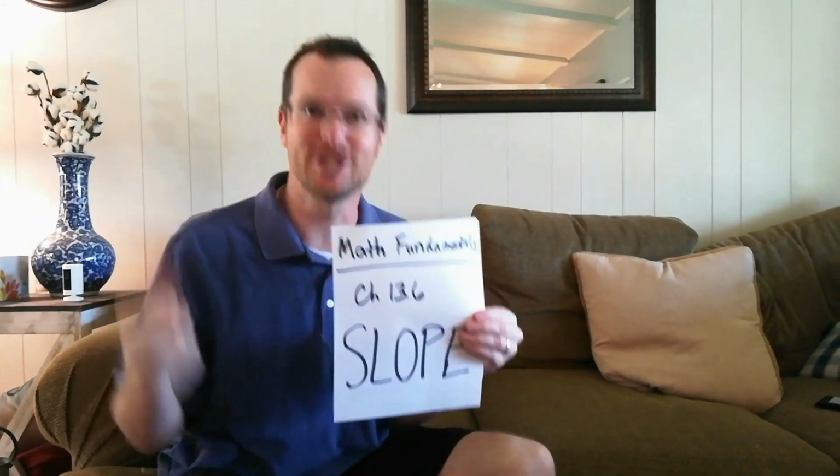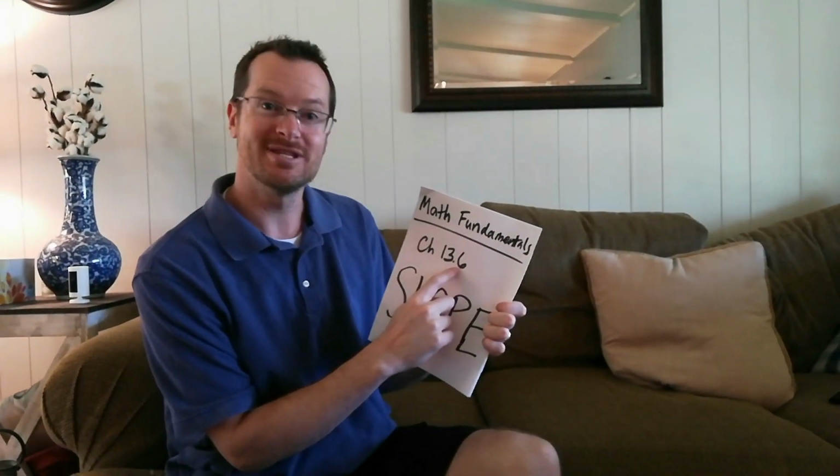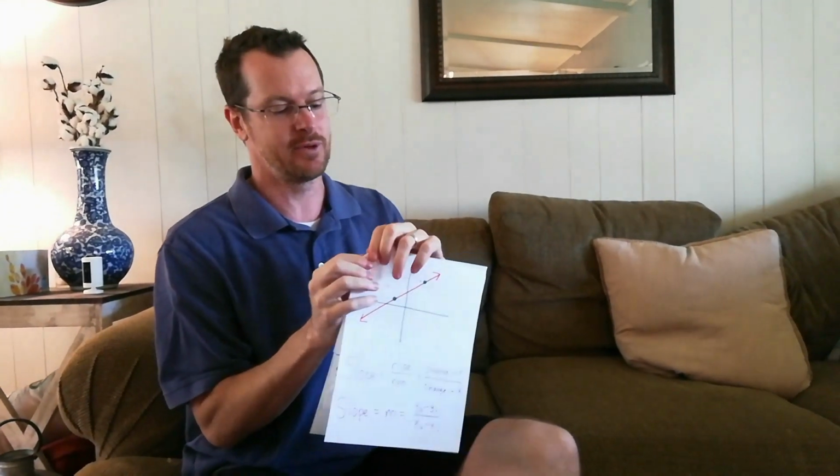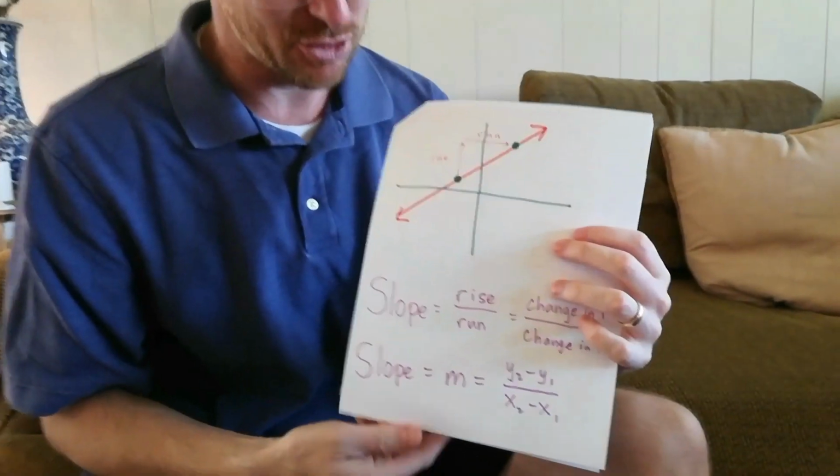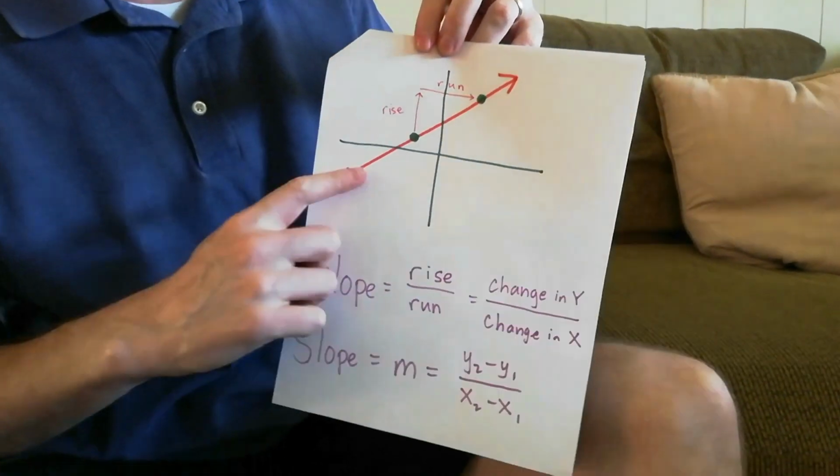Today is about slope. Chapter 13.6, we're dealing with slope. Slopes are really easy, so you guys are going to do great on this one. I want you guys to first start off with just the definition of what slope is. There's a lot of definitions. It's just the steepness of that line.